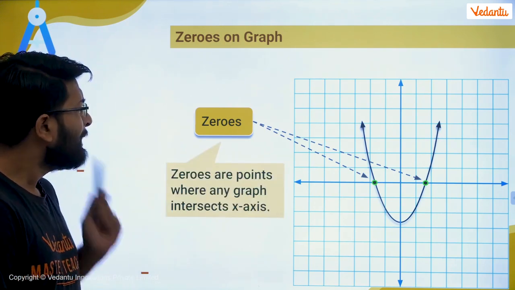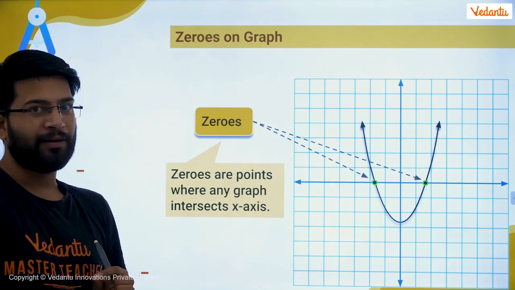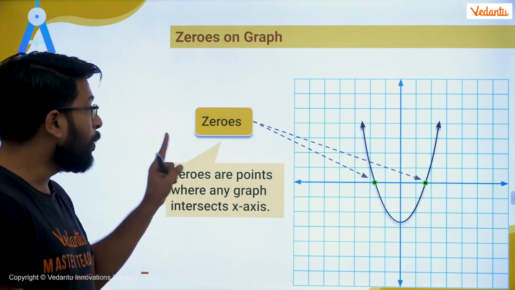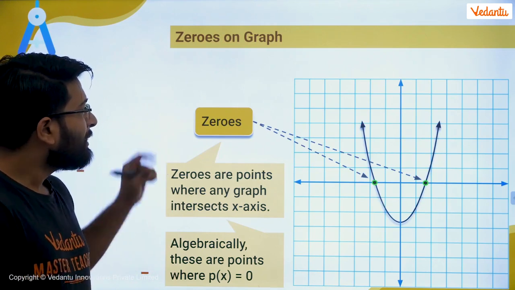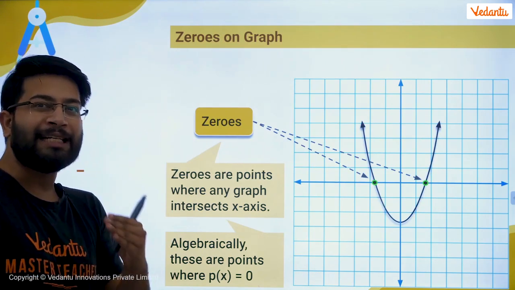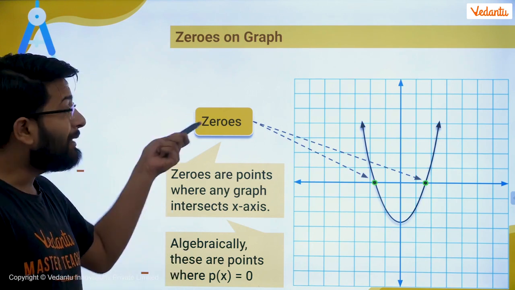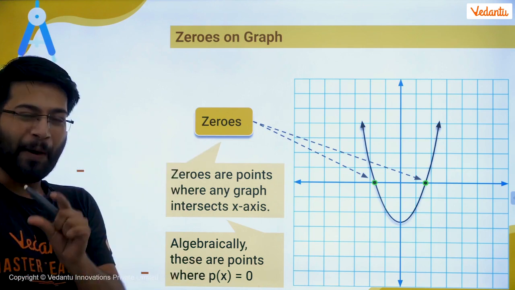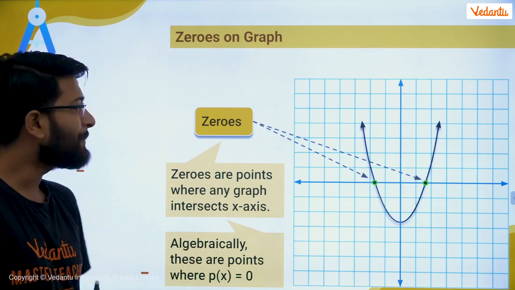Right, champ? Same way, we can say that even if instead of a quadratic, any curve intersects the x-axis, those points will be the zeros of the polynomial. Now champ, we have seen that the zeros are the values of x at which the polynomial becomes 0. So we can say that these values of x are the values which satisfy the equation polynomial equal to 0 also. It's very common sense, right? Very good.